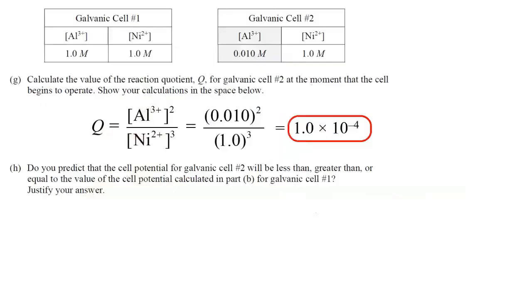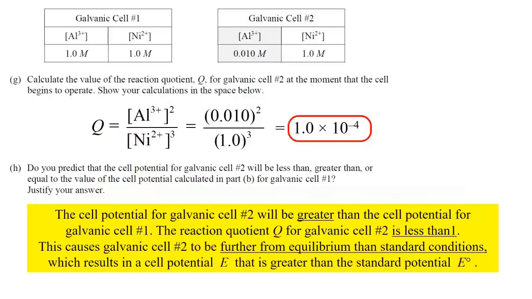So here's my answer to part H. The cell potential for galvanic cell number 2 will be greater than the cell potential for galvanic cell number 1. And the reason why is because the reaction quotient Q, which we calculated in part G, is less than 1. And this causes galvanic cell number 2 to be further from equilibrium than standard conditions, and this results in a cell potential that is greater than the standard potential.